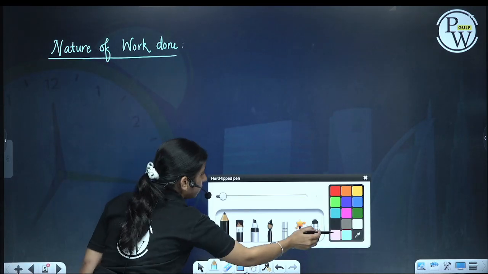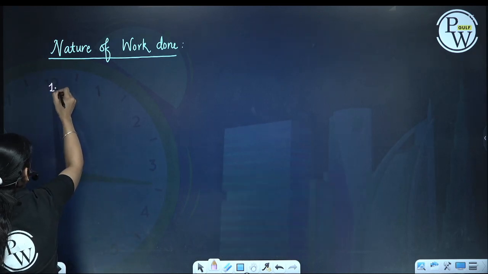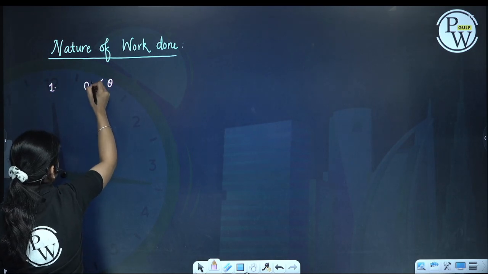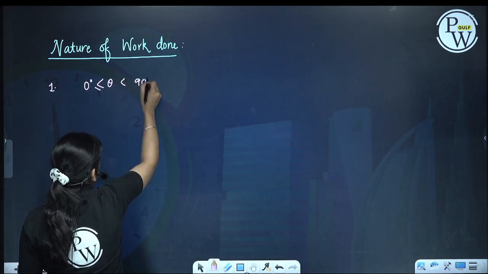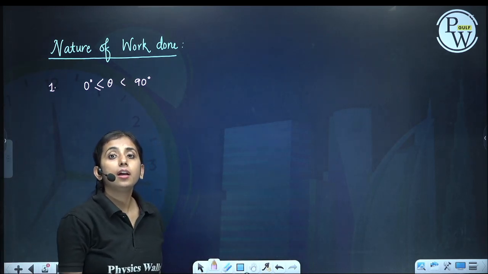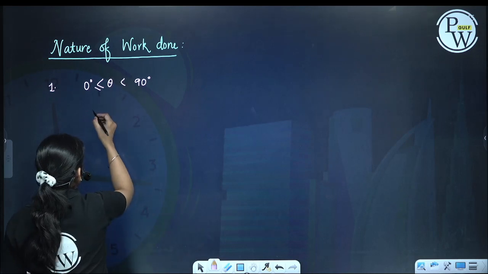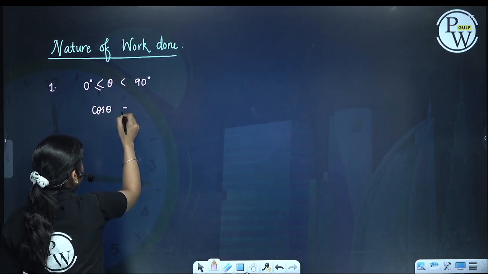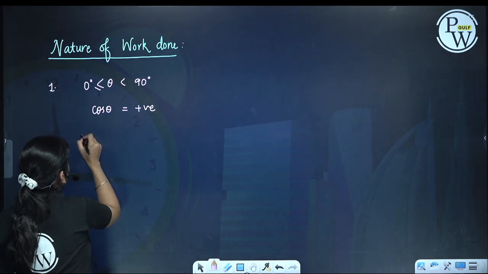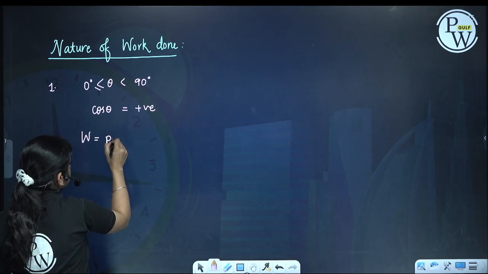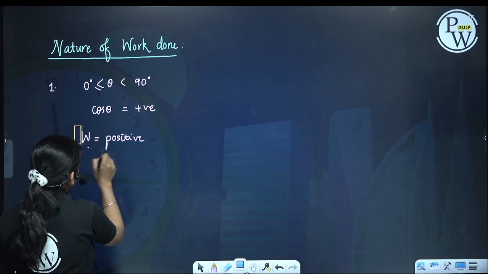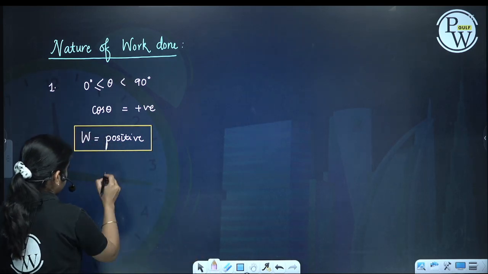Nature of work done. Now first case, if theta is greater than or equal to 0 degree but less than 90 degree. If theta is an acute angle, it is less than 90 but greater than or equal to 0, then cos theta will be a positive value. Cos theta will be a positive number, so work done will be positive. Work done will be positive when theta is less than 90 degree, like this.